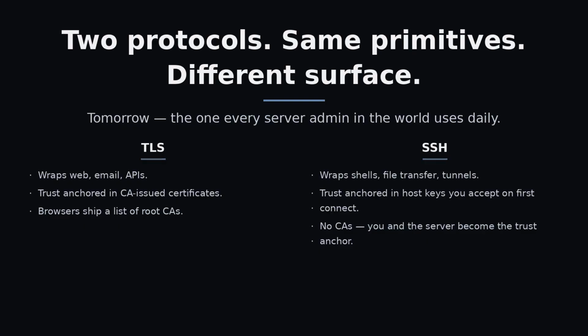TLS isn't the only protocol that combines these primitives. There's a parallel one, used by every server administrator in the world, every CI pipeline that pushes code, every developer that opens a terminal, that solves the same problem with the same primitives but a completely different trust model. No certificate authorities, no browser-shipped root list. Instead, you and the server are the trust anchor. The first time you connect, you accept a fingerprint. And from then on, the protocol screams at you if anything about that fingerprint changes. That's the next concept in the stack, SSH.